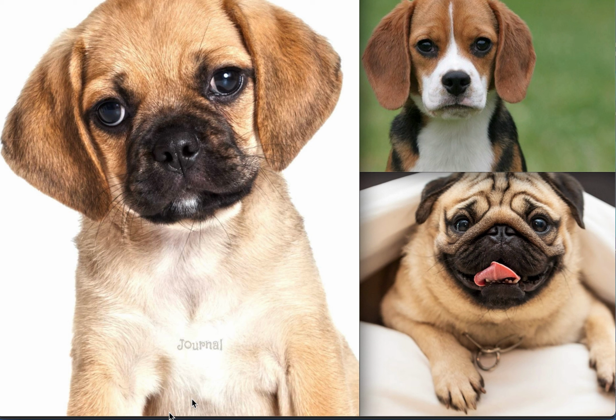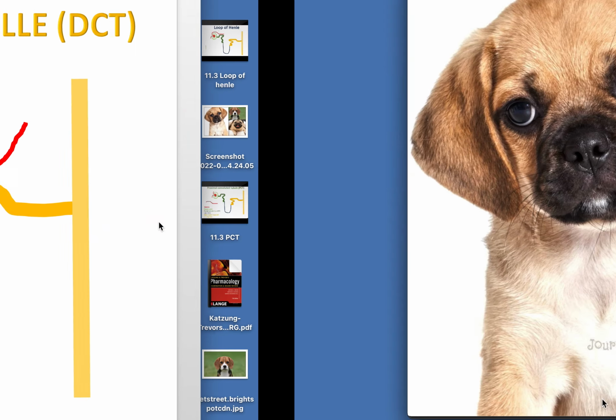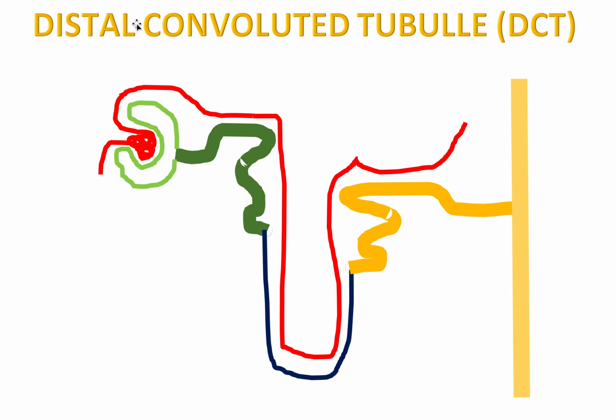In this video, we will continue to look at this little puzzle, and we're going to be talking specifically about the distal convoluted tubule of the nephron. So here we have the nephron. We've already talked about the glomerulus, the proximal convoluted tubule, the loop of Henle, and now we get to this one, the distal convoluted tubule.